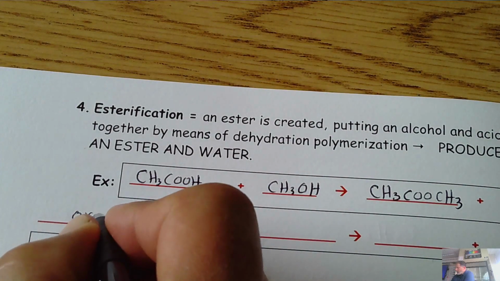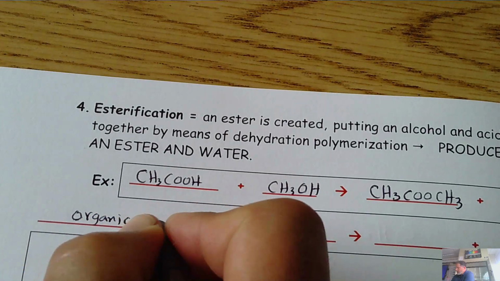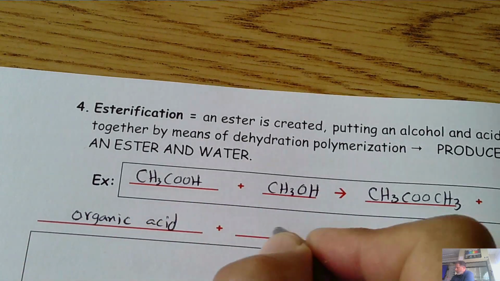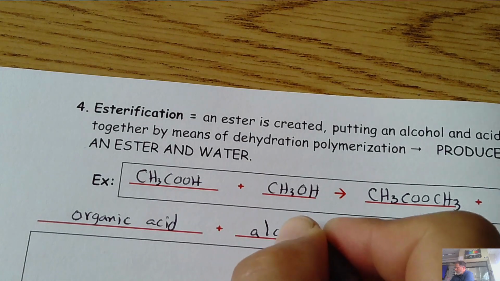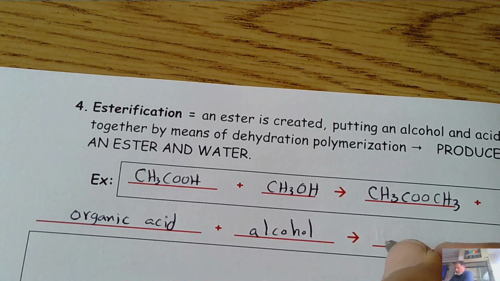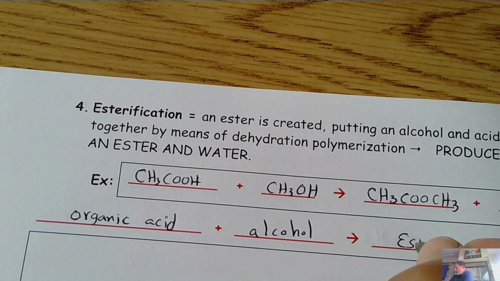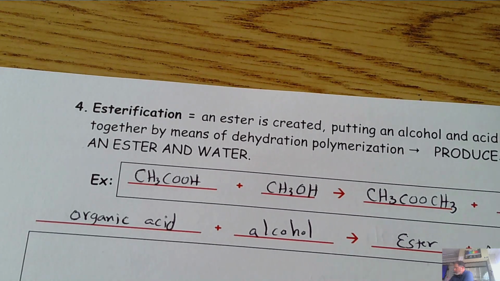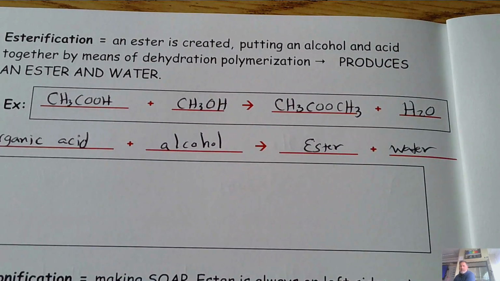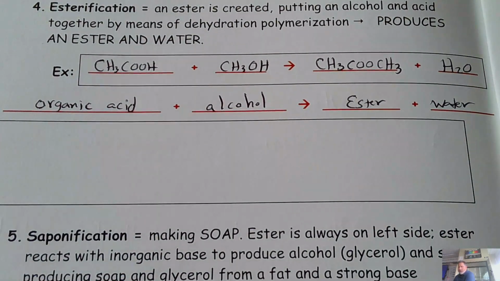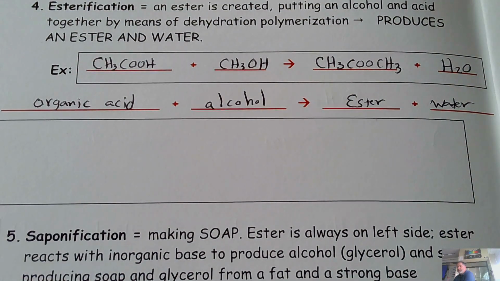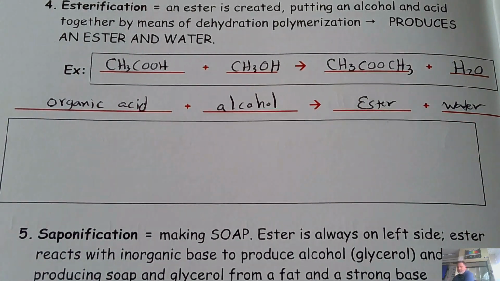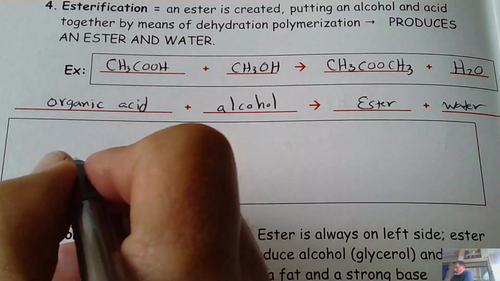So the general form is an organic acid plus an alcohol will give us an ester and water. I don't know why in my mind I think of esters as very aromatic, in the sense of it smells nice. But let's move on to a structure and what's happening.